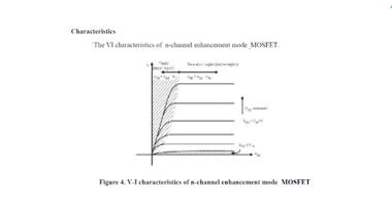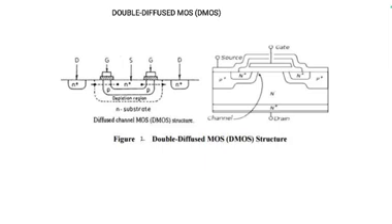You can see the characteristics of the N-channel enhancement mode. Based on the voltage variation, there will be a saturation region, cutoff region and active region. And this one is the double diffused DMOS, the diffused channel MOS structure, where you can see the drain, source and gate.